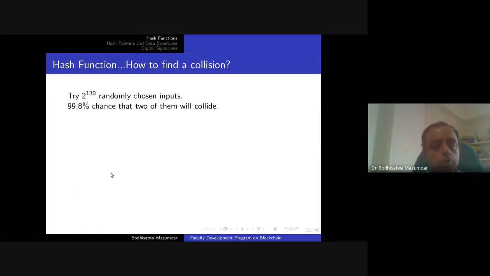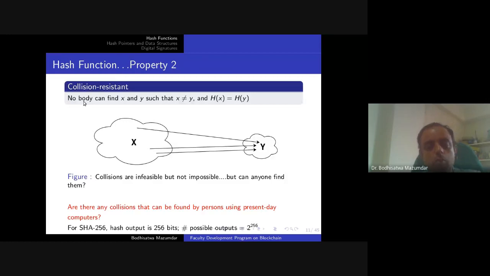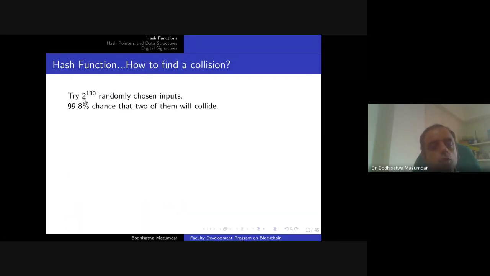So instead of 2 to the power 256, you try 2 to the power 130 randomly chosen inputs, and you try finding each of the output values. So you will have a 99.8% chance, meaning 0.998 probability, that the hashes of two inputs will collide. But you need to perform this many queries, and even performing this many queries is computationally infeasible.